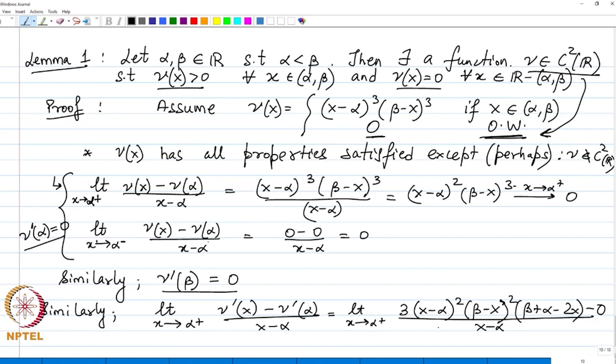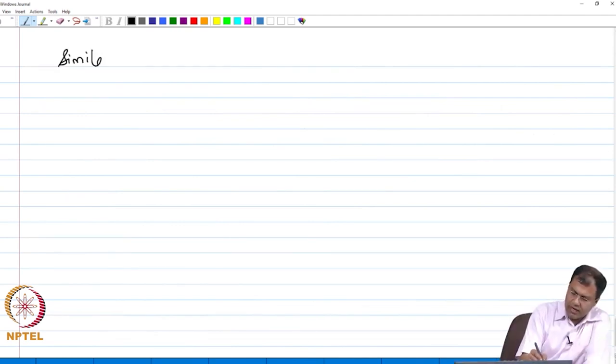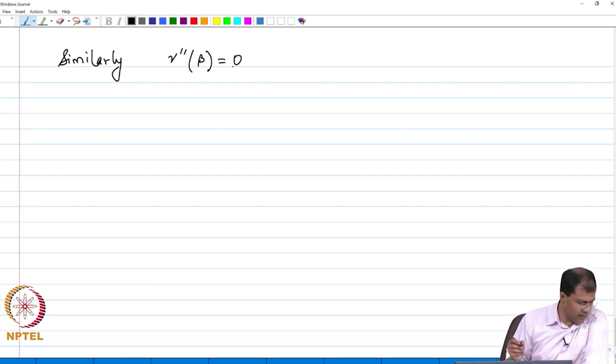When we evaluate the right hand side limit, we arrive at the fact that this is also equal to 0. Similarly, we can show that the left hand side limit, x going to alpha from the left, of (nu prime of x minus nu prime of alpha) divided by (x minus alpha) is also 0. These two statements help us conclude that the second derivative of nu at alpha is 0. Finally, we can do the same thing at x equal to beta, and check that the second derivative of nu at beta is also 0.